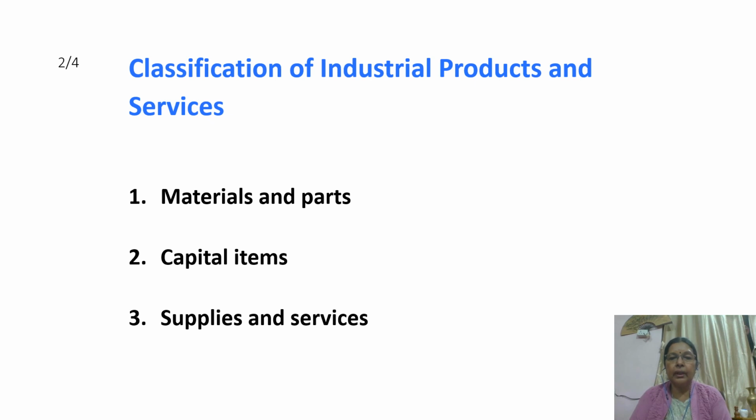So here I am going to talk about the different types of industrial products and services which B2B marketers are selling. One is materials and parts, second is capital goods, and the third is supplies and services. So we will see each one in detail.